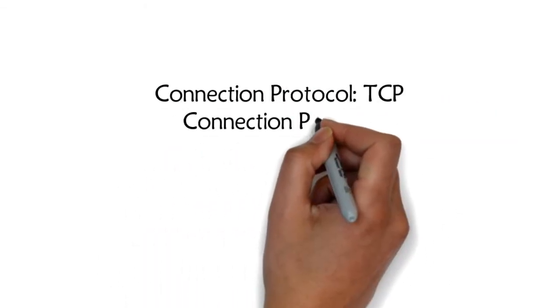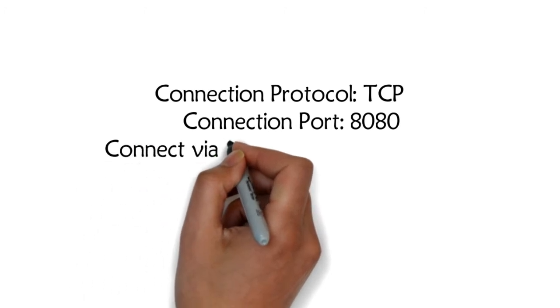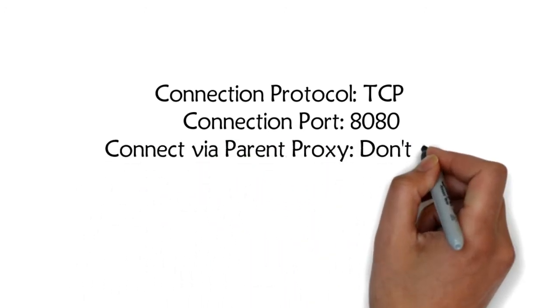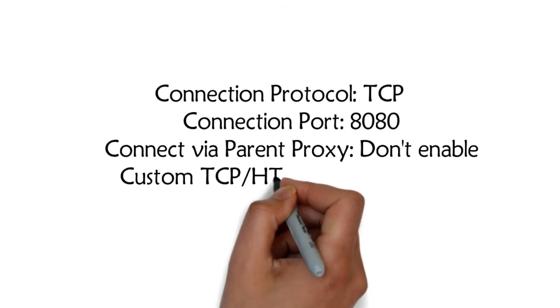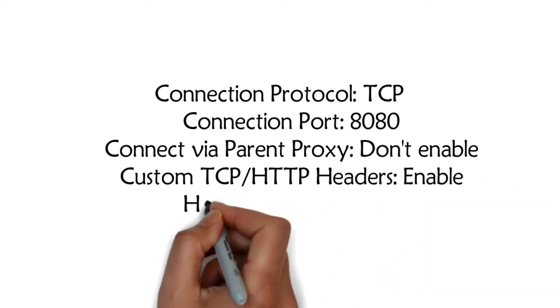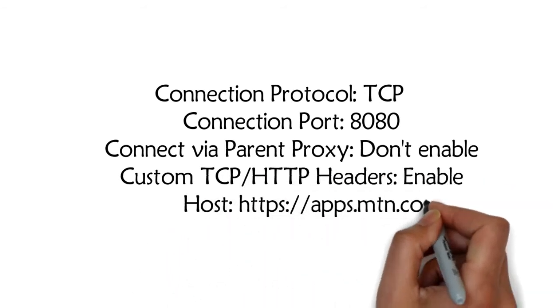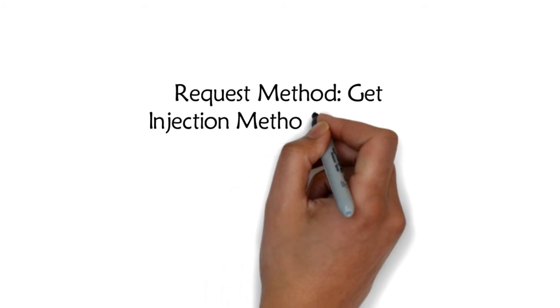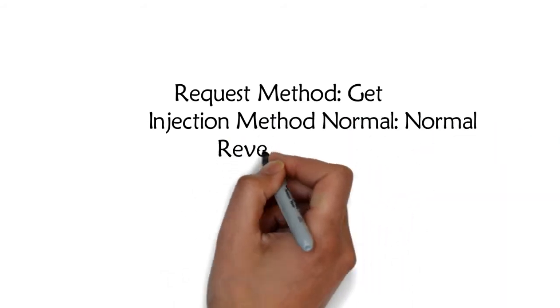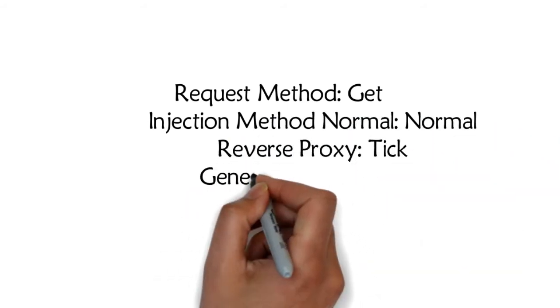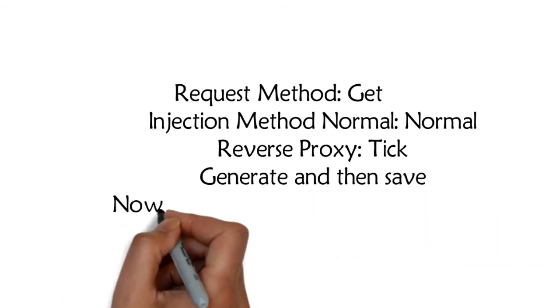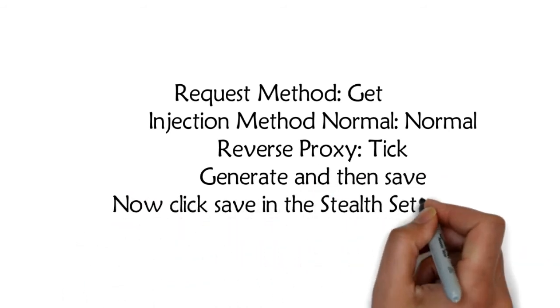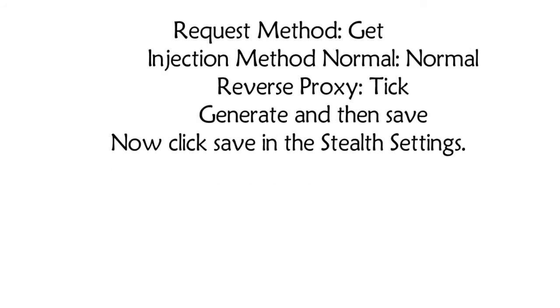Connection Protocol, TCP. Connection port, 8080. Connect via parent proxy, don't enable. Custom TCP/HTTP headers, enable. Host, https://apps.mountain.com. Request method, GET. Injection method normal. Reverse proxy, tick. Generate and then save. Now click Save in the Stealth Settings.